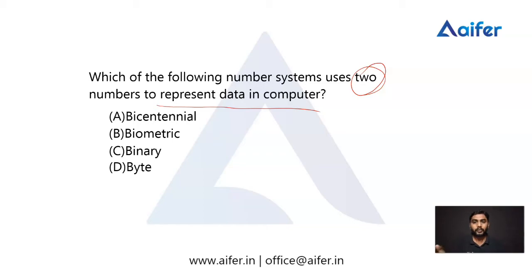For representing data in computer, which one of the following number systems uses two numbers? That is the question. Whether it is bicentennial, biometric, binary or byte, which one of these number systems uses two numbers to represent data in computer? If you know the answer, you can comment your answer. We can move to the answer. The answer is binary.